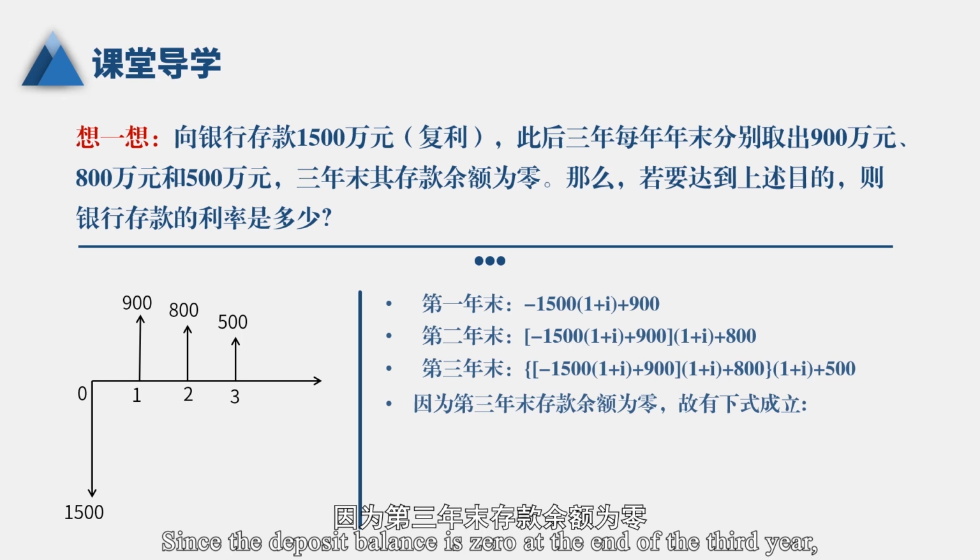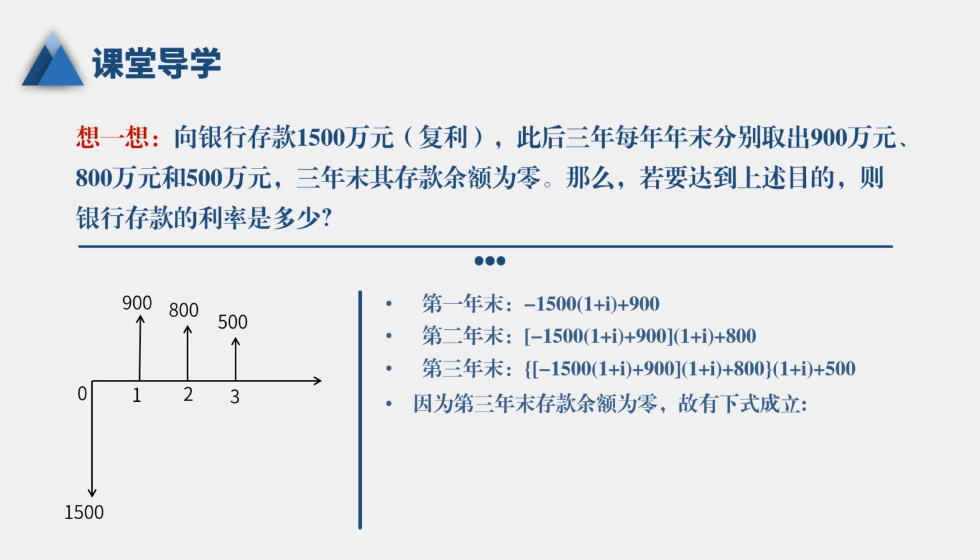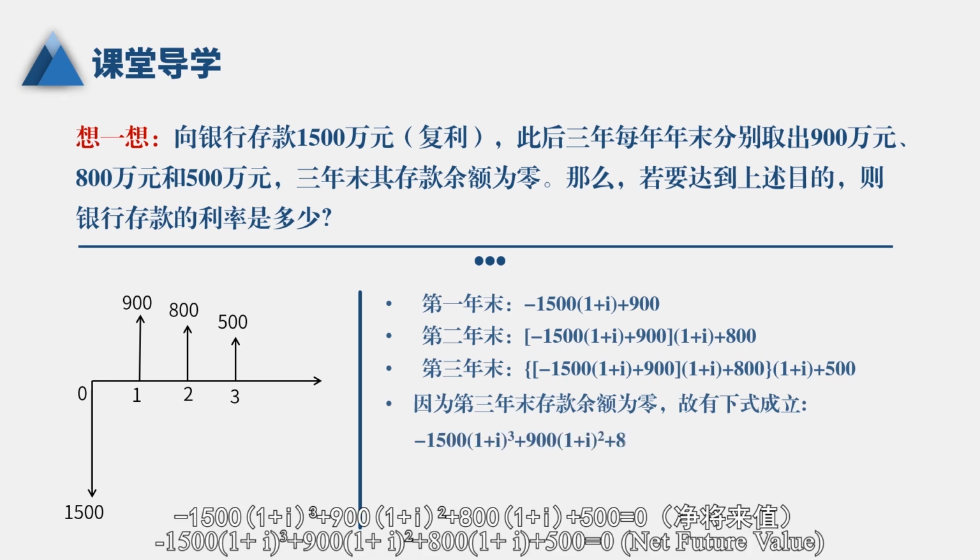Since the deposit balance is 0 at the end of the third year, the following equation holds: minus 1500 multiplied by (1 plus i) cubed plus 900 multiplied by (1 plus i) squared plus 800 multiplied by (1 plus i) plus 500 equals 0. This is the net future value.